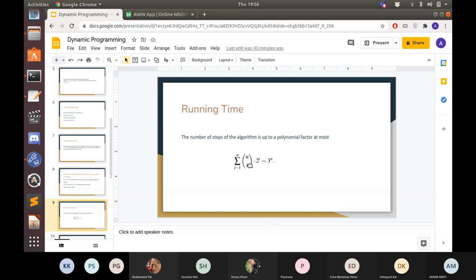So for n choose I sets, we are spending 2 to the power I. And the size of the set can vary from 1 to n. So you do this summation, you will get 3 to the power n. Okay, so this is what we get. So the running time is 3 to the power n.